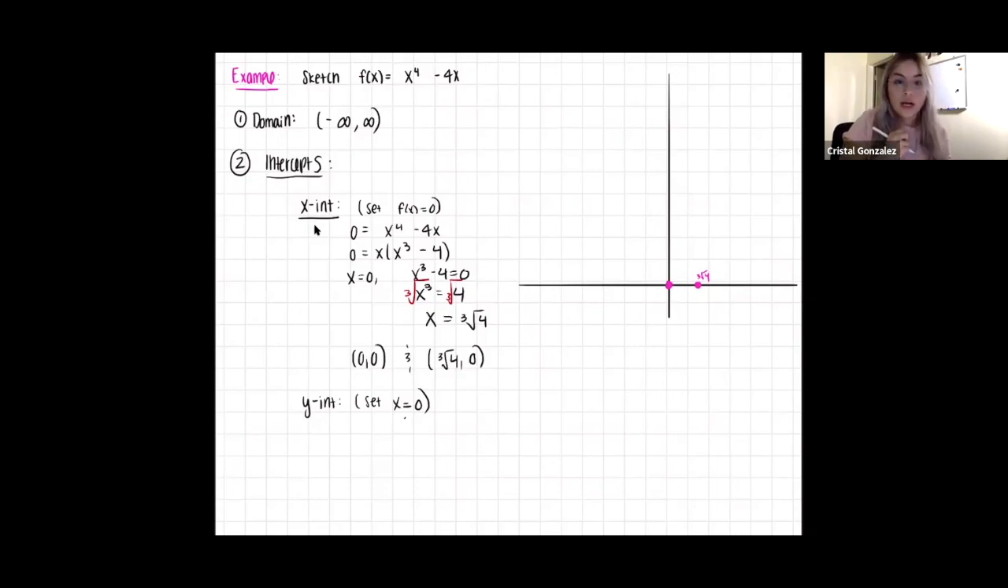So these are our x-intercepts and our y-intercepts. And so now I want to talk about symmetry.